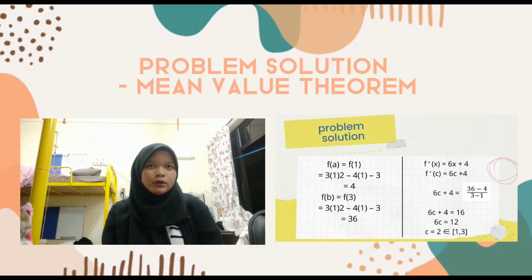After that, we differentiate f(x), so the answer is 6x plus 4. Next, we substitute c into f prime x, and the answer is 6c plus 4. From the formula, f prime c is equal to f(b), which is 36, minus f(a), which is 4, divided by the value of b minus a. Then, we need to find the value c. So, at the end, c equals 2, which is an element of interval [1, 3].